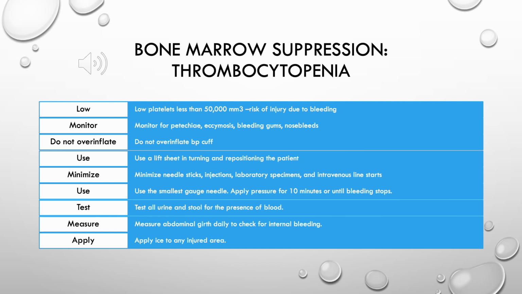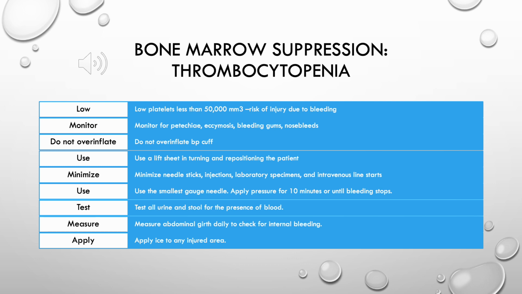So platelets lower than 50,000 causes the patient to be at a risk of injury due to bleeding. Okay, they can bleed out from this. So you have to know how to look for the signs and symptoms. So monitor for petechiae. Petechiae are the pinpoint little spots, it almost looks like a rash on their body. So petechiae are small and pinpoint, and it indicates the patient may be bleeding.